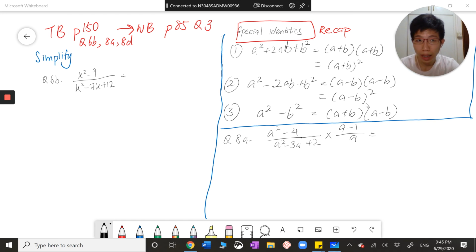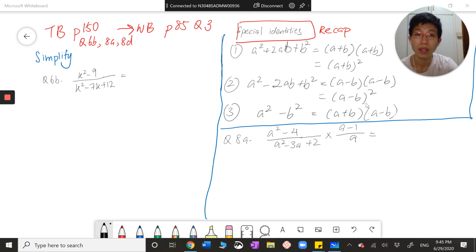Today we'll be looking at simplifying algebraic fractions. In this case, we'll be looking at textbook page 150 and 3 questions: Question 6b, 8a, 8d, and after that you'll be able to do all the questions on page 85 of question 3.